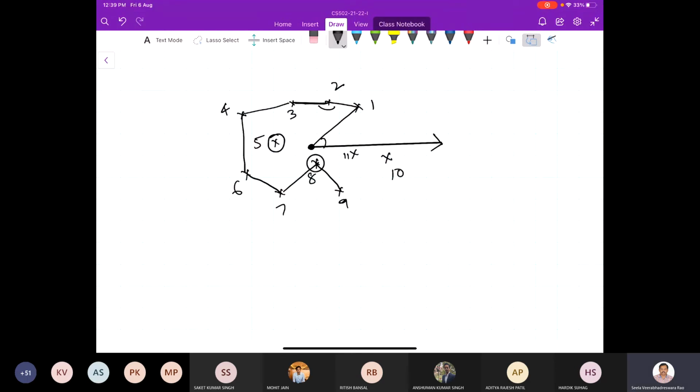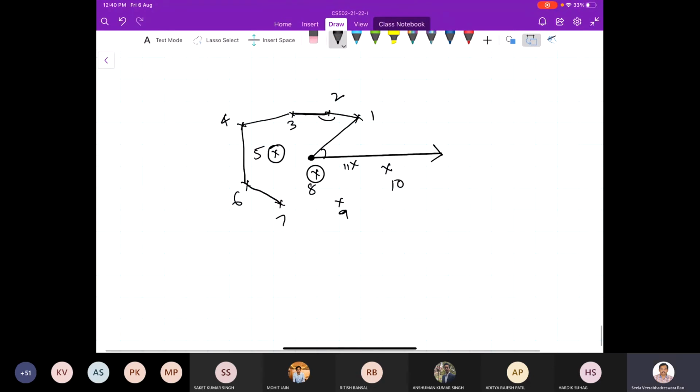Okay. Now you move one step backward. Now look at the 6, 7, 9. Is a left turn. Proceed. And 7, 9, 10, left turn. Proceed.